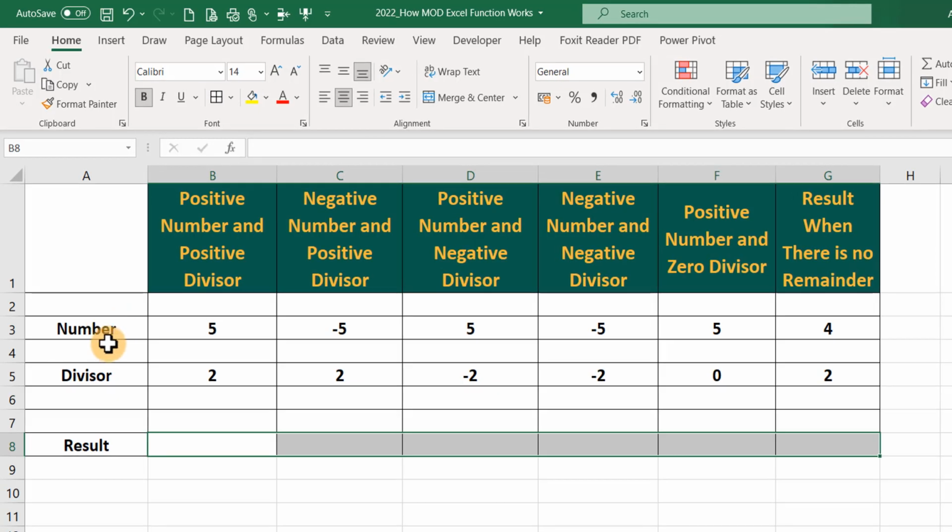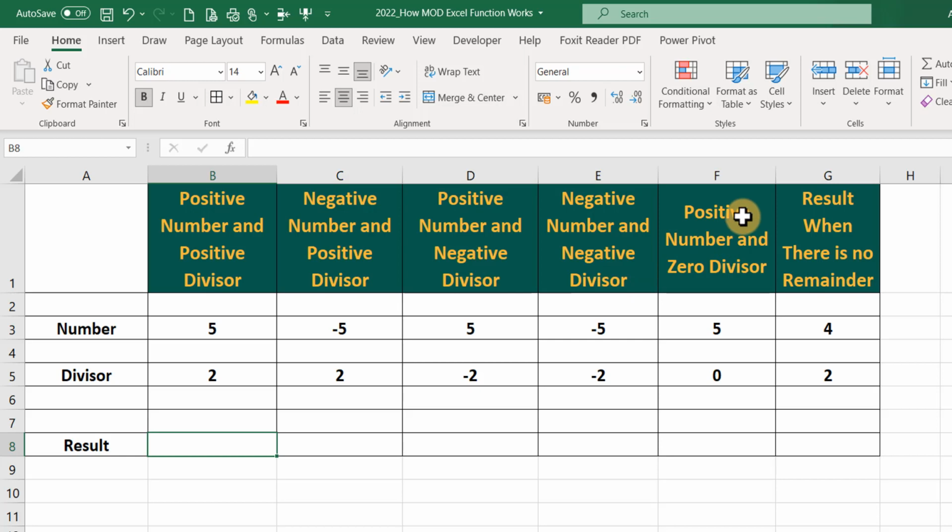Good. So we have our number here and the divisor. And in here is where we'll input the formula that will return the remainder. Right. So we have different scenarios. The first scenario says positive number and positive divisor. The second scenario says negative number and positive divisor. The third scenario says positive number and negative divisor. And we have negative number and negative divisor for the fourth scenario.